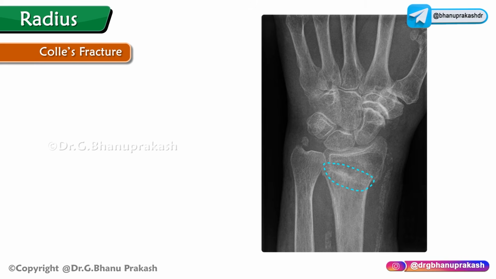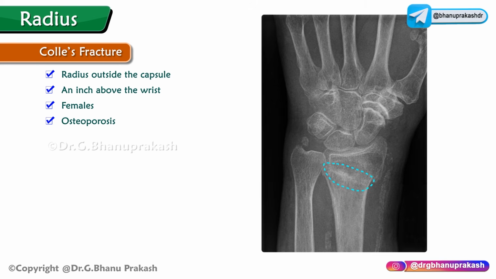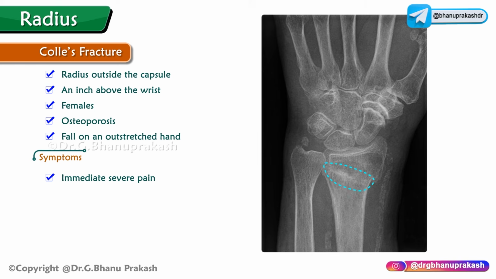Colles' fracture. This fracture is located at the distal end of the radius outside the capsule. It usually occurs about an inch above the wrist. Its occurrence is more in females. Osteoporosis is a huge predisposing factor. It is usually caused by a fall on an outstretched hand. The following symptoms are present: immediate severe pain, swelling, and bruising.